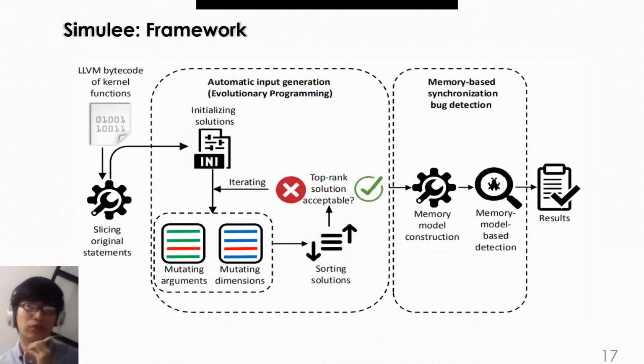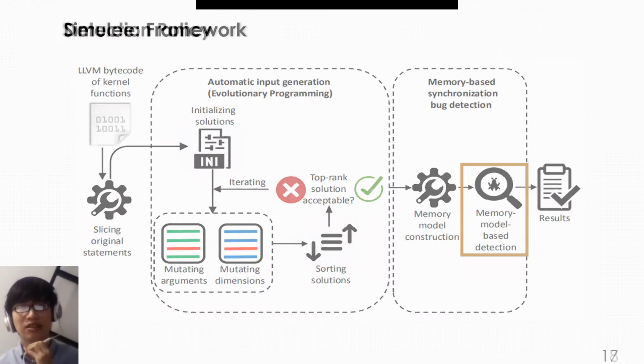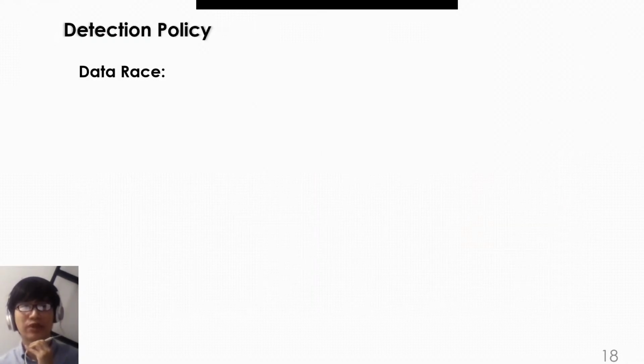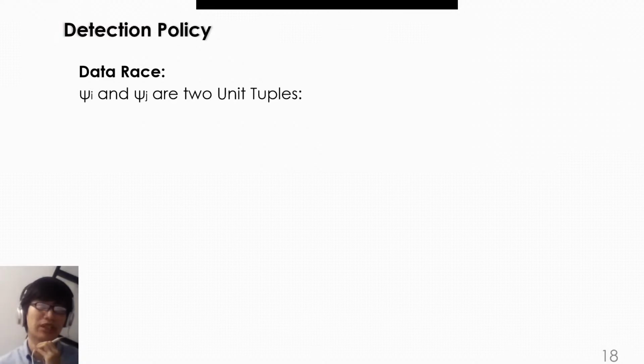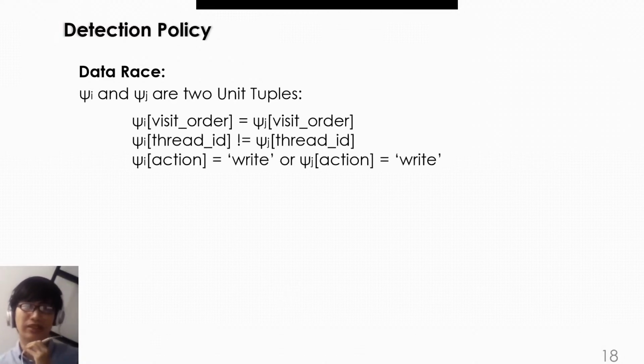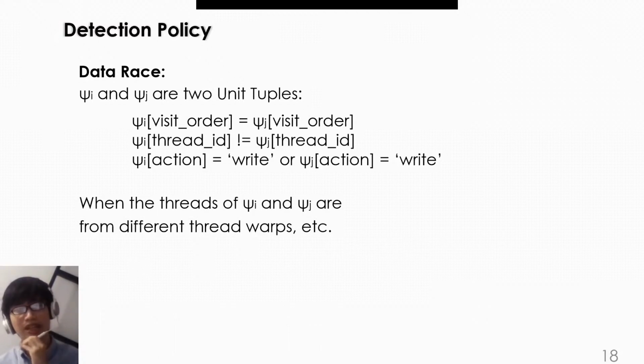After we construct the memory model, we have some detecting policies. For the data race detecting policy, suppose we have phi i and phi j, which are unit tuples sharing the same within order. They have different thread IDs, and one of them has a write action. When the threads phi i and phi j are from different thread warps, we say it's a data race. Actually we have 2 more conditions, and you can refer to our paper for more detail.